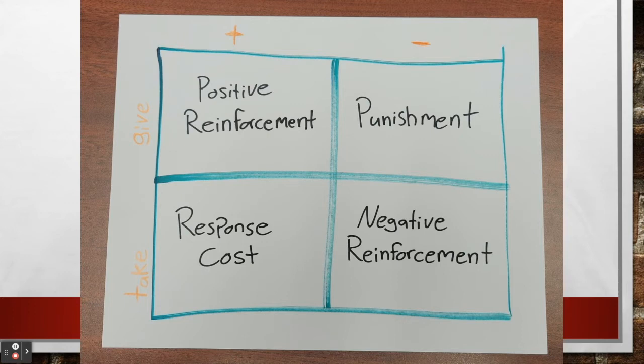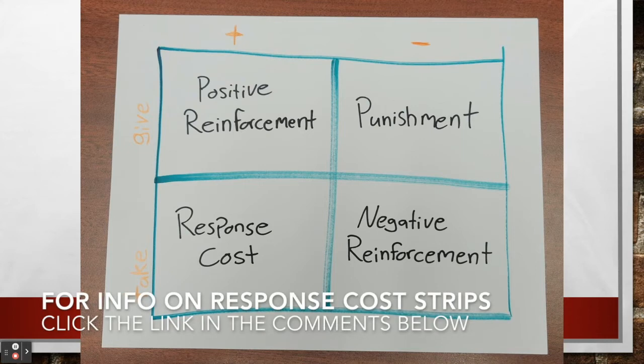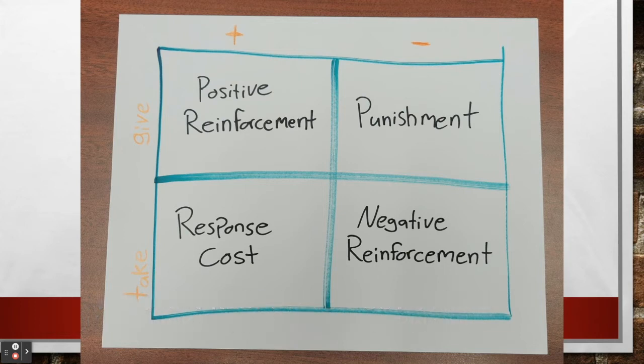However, you could also implement something called a response cost strip. That is a good evidence-based intervention that can be easily done within a classroom, and if you want more information on it, look in the comments below. I've made a video describing it, and there's a link there.